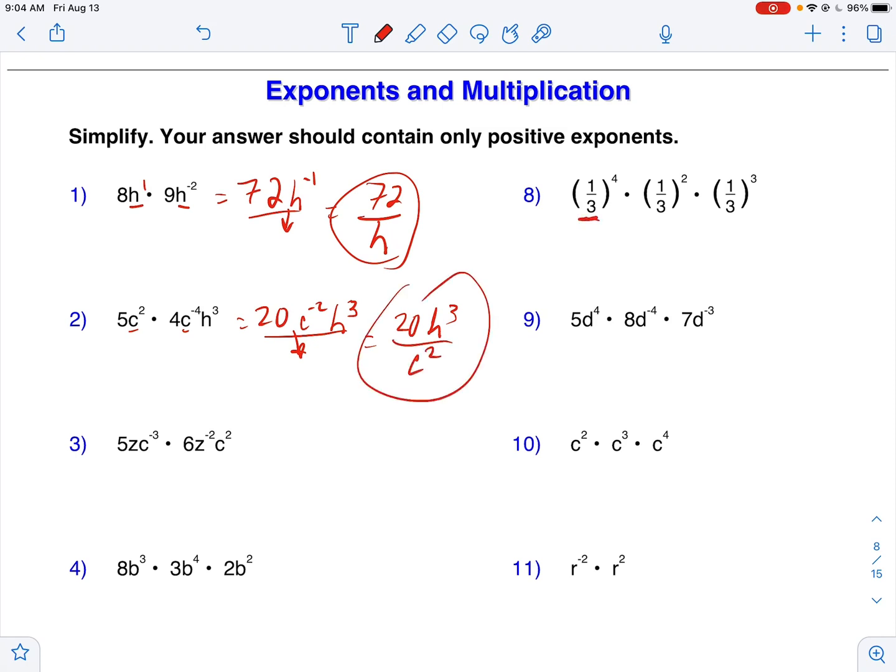And let's look at this one. 1/3, 1/3, 1/3. So that means I add the exponents, the base, the fraction, that's the base. That's just like a to the fourth times a squared times a to the third. They're all a's. They're all 1/3. So that becomes 1/3. 4 plus 2 is 6, plus 3 makes 9th. Just like that.